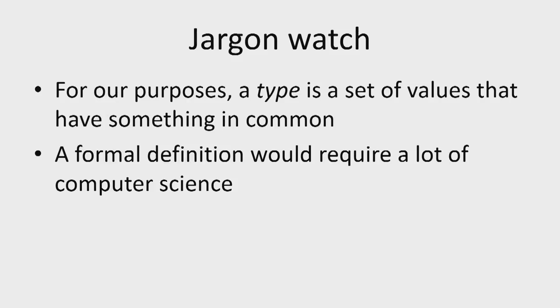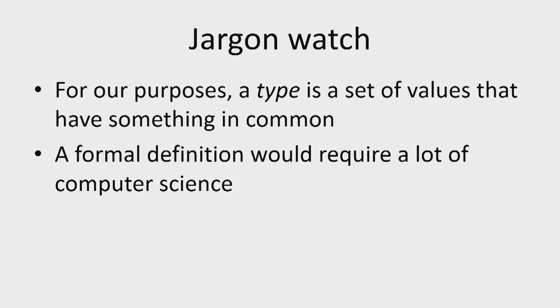The reason is that it's actually quite tricky to give a formal definition of what a type is. It's so tricky, in fact, that the language specification just assumes that you already know what it is, and it just kind of goes with it. And if we were trying to give a proper formal definition, we would need a lot of computer science background for it. So let's just say that a type is a set of values that have something in common.